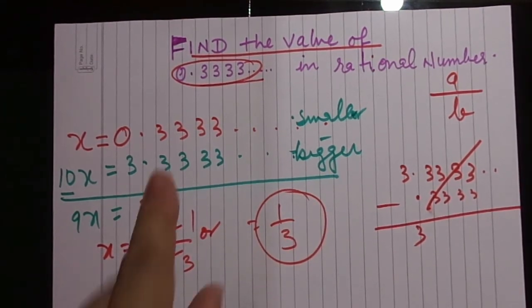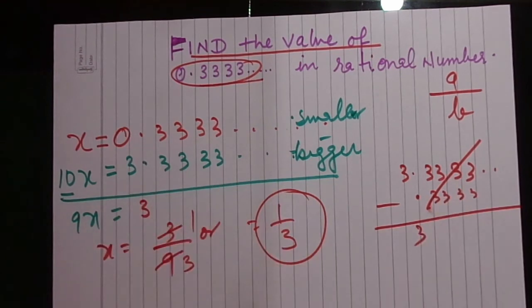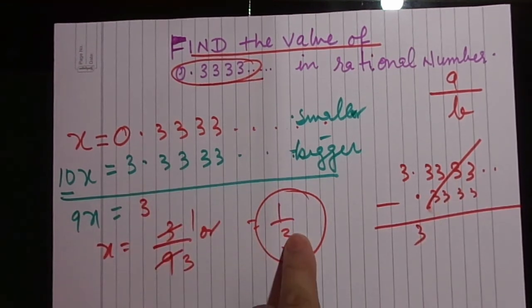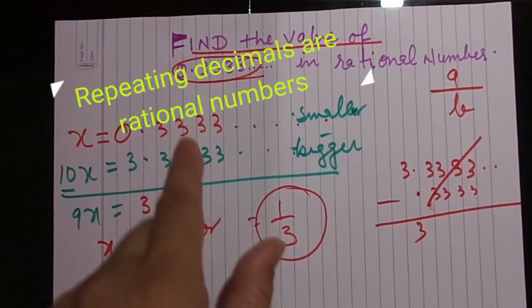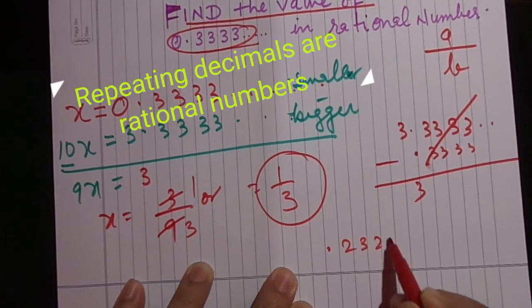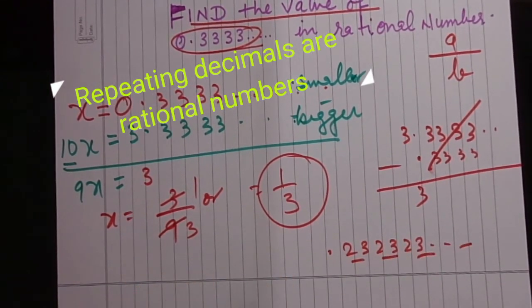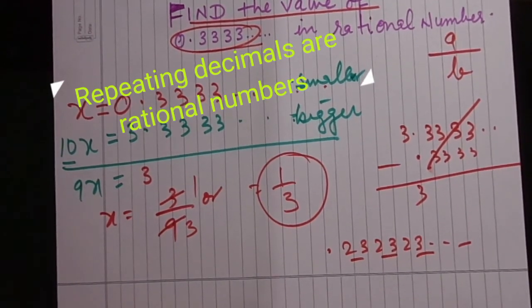So if you have a recurring decimal, a repeating decimal, you can convert it into rational form. Therefore, numbers like 0.232323, these are repeating decimals. They are also rational numbers.